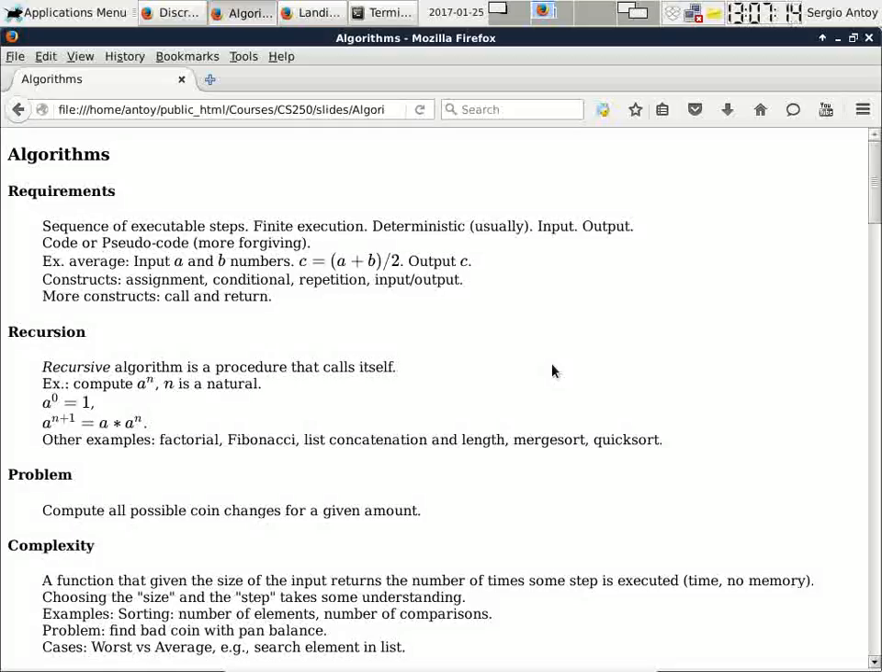Suppose that I want to compute 7 to the third. And let me write here the equations. You with me? So how do we compute this one? We distinguish between these two cases. Which one are we going to pick?